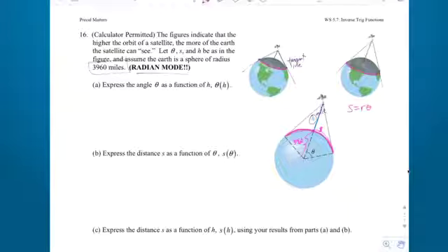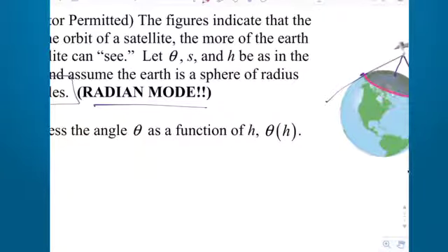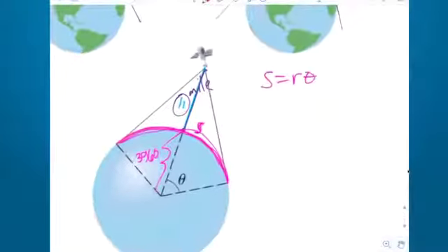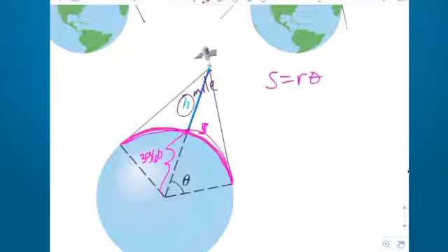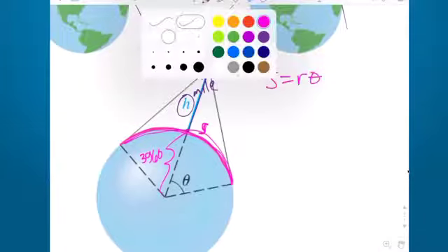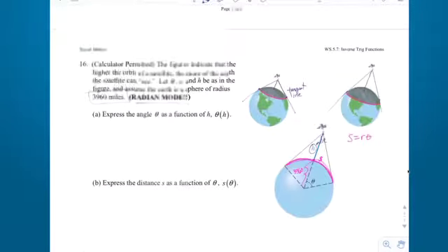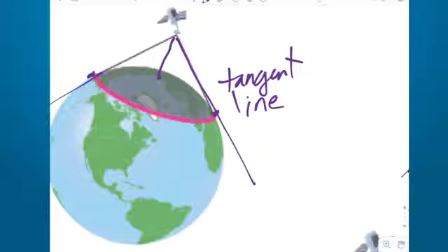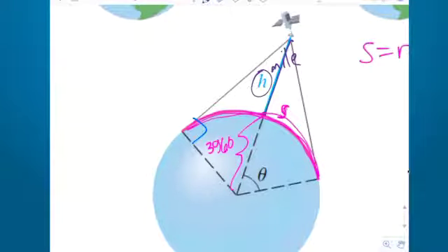Part A, express theta as a function of h. Express theta as a function of h. Okay, is that going to be hard? No, not if you think about it. What do y'all remember from geometry about tangent lines and the radial lines? How are they related? A tangent line to a circle and the radial line. They're perpendicular. They're 90 degrees to each other. So this makes not one, but two right triangles.